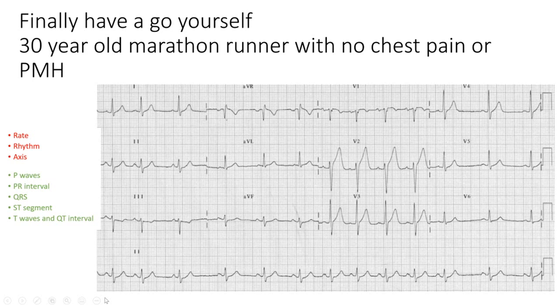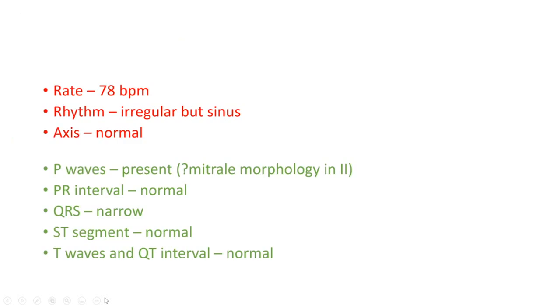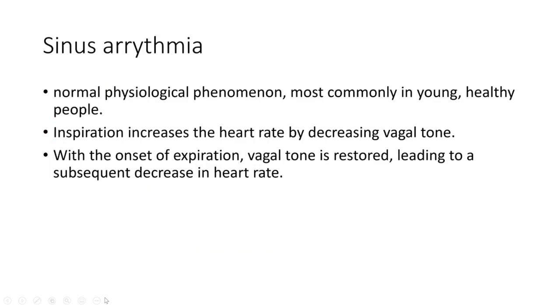Let's start back again. If you had a chance to have a look at this ECG, don't worry if you haven't. I thought about it was that the rate was 78 beats per minute. The rhythm was irregular but sinus. The axis was normal. P waves when present. PR interval normal, QRS normal, ST normal, and T waves and QT interval normal. So an irregular but sinus rhythm mainly, which is sinus arrhythmia. So normal physiology. It's basically just due to the change in the vagal tone with inspiration and expiration, changing the heart rate. A normal finding, especially in someone who's young and healthy.